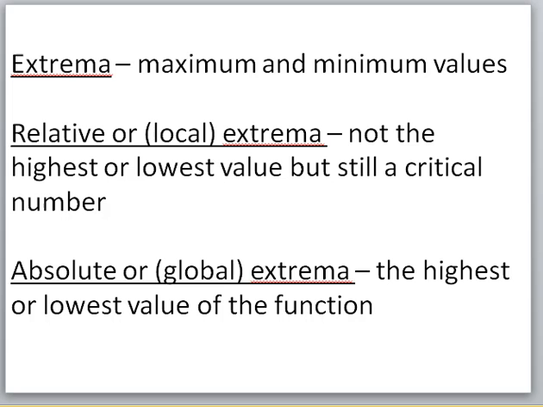Let's go ahead and continue on defining a few things that we're going to see in directions. The first one is extrema. Extrema is the maximum and the minimum values. So anytime you read the word extrema, know they're talking about maxes or mins. Relative extrema, or local, that's another word they could use, but relative is the one most common. Relative is it's not the highest or the lowest value, but it's still a critical number.